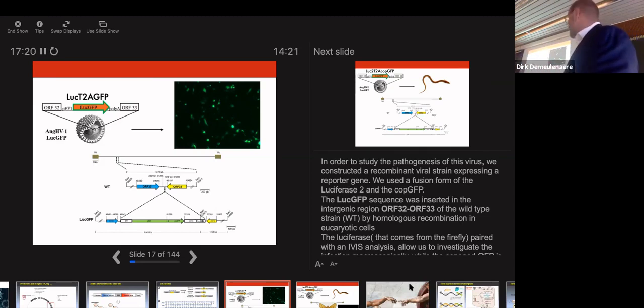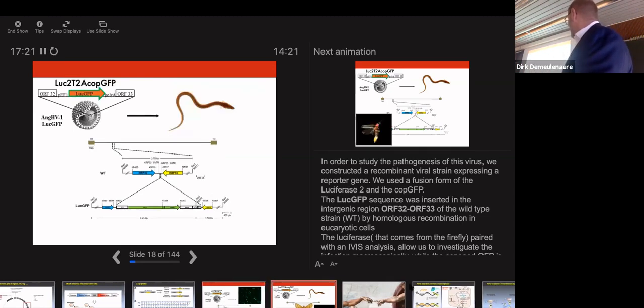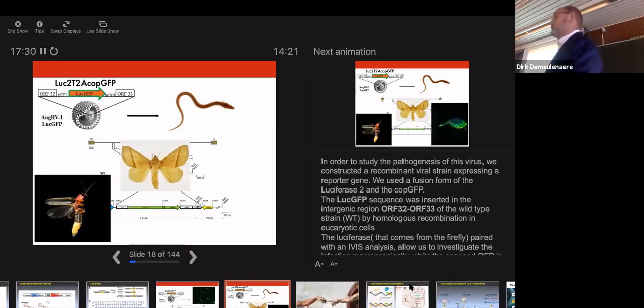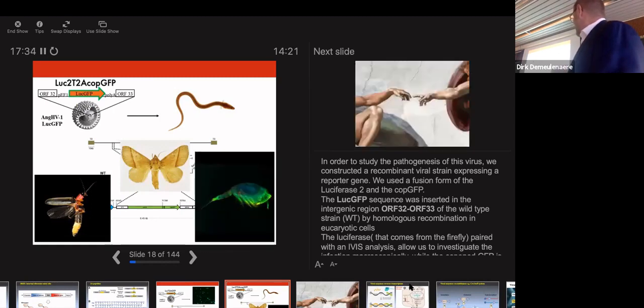You have this Luc2 coming from firefly, the promoter coming from human, you have the T2A, as I mentioned, coming from this virus infecting a butterfly, and then you have the copepod GFP. This is a GFP which is much more stable than the classical eGFP. And it has a great advantage that it works from 4 degrees to 42 degrees.